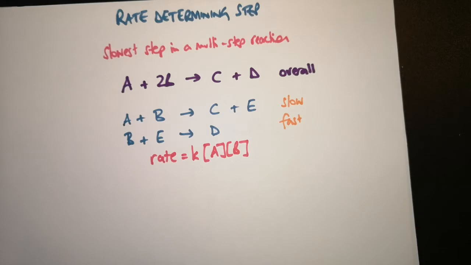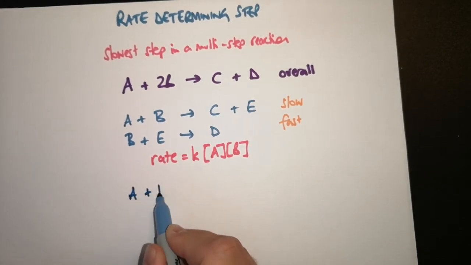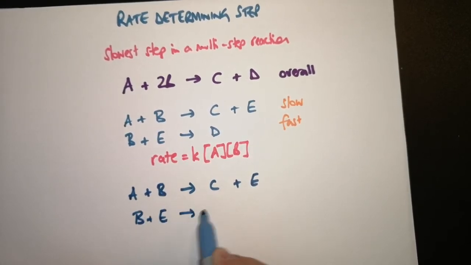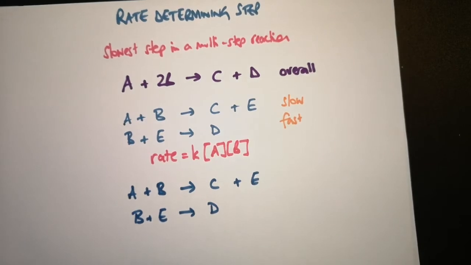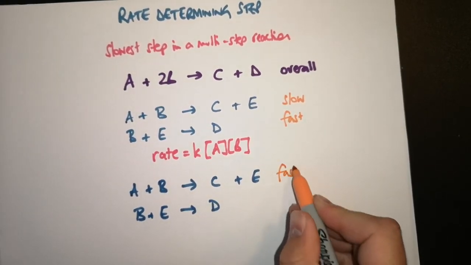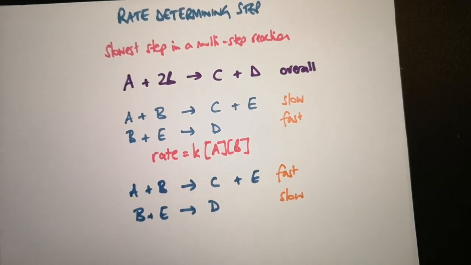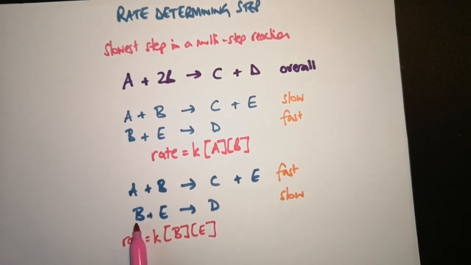Now let's look at the other possibility where the second step was the slowest. So A plus B makes C plus E again, and then B plus E makes D. So the same mechanism, but this time the first step is fast and the second step is slow. So we'll look at how we make the rate equation. Well, the rate equation contains the species in the rate determining step. So that means we want the rate equation to look like this. Rate equals k[B][E]. That's what it looks like it should be, because we've got a B and an E in the rate determining step.